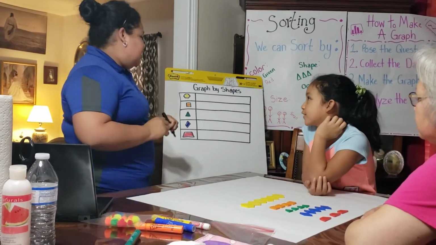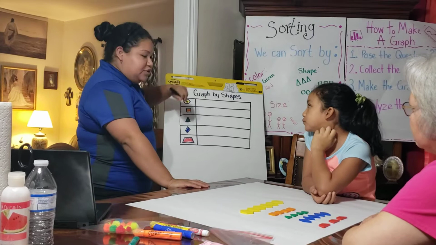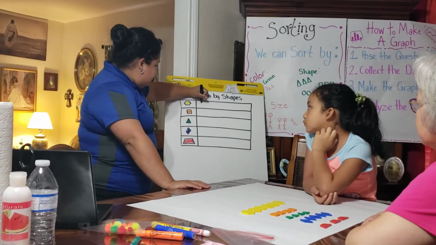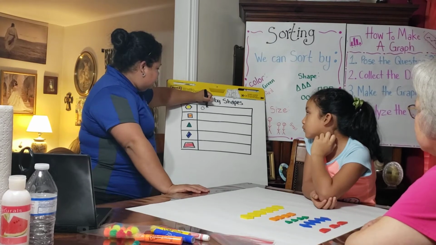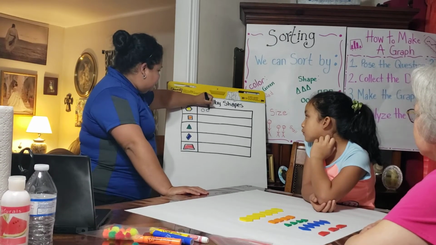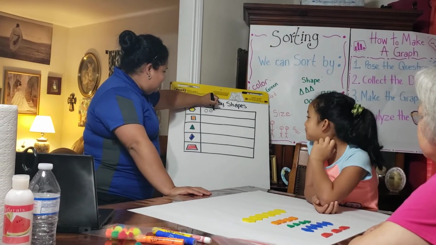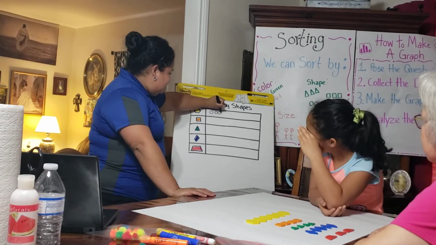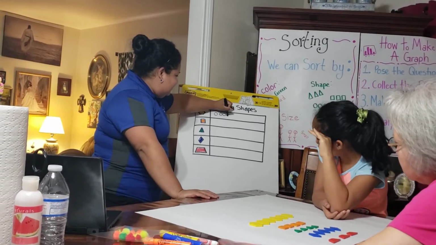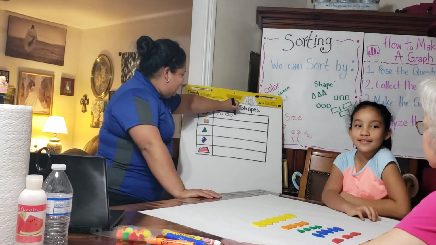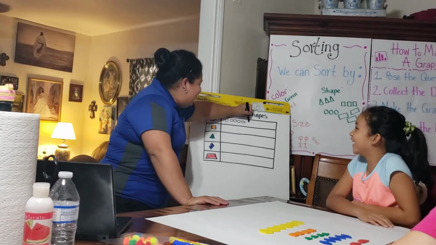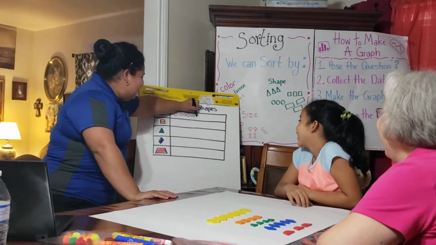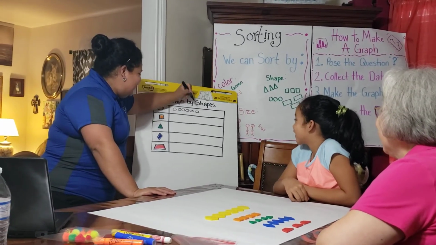6. 6 octagons. So what you would do is go to your graph and draw 6 octagons. 1, 2, 3, 4, 5. I cannot draw, students. 6.